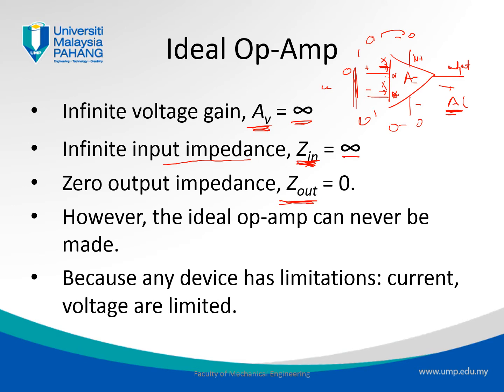The next characteristic, number 3, of an ideal operational amplifier is that it has an output impedance of 0. Output impedance is the impedance at the output here. It means there will always be an output, with no problem in giving an output. However, of course, the ideal operational amplifier can never be made because the device has limitations. So we will have a typical value, but nonetheless, the gain is very high, the input impedance is very high, and the output impedance is very low, close to 0.